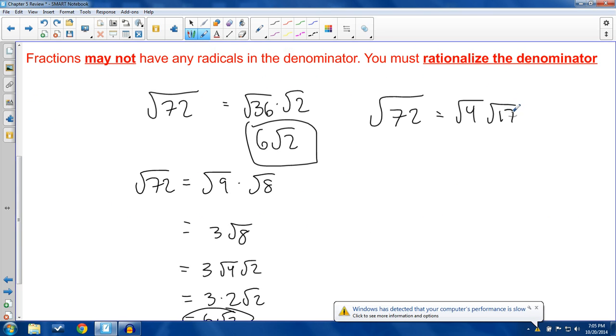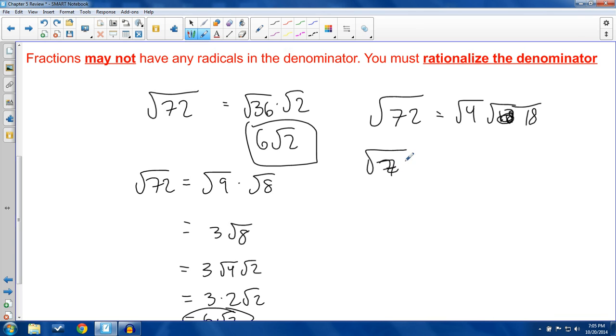That's not right. 18. I need a calculator. Square root of 4 times square root of 18. So square root of 72 equals 2 times the square root of 18. But the square root of 18, by the way, can break apart into the square root of 9 times the square root of 2.